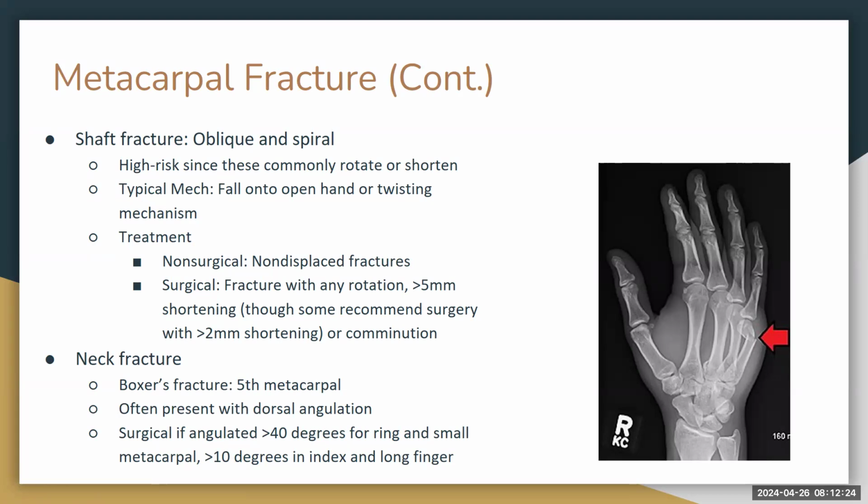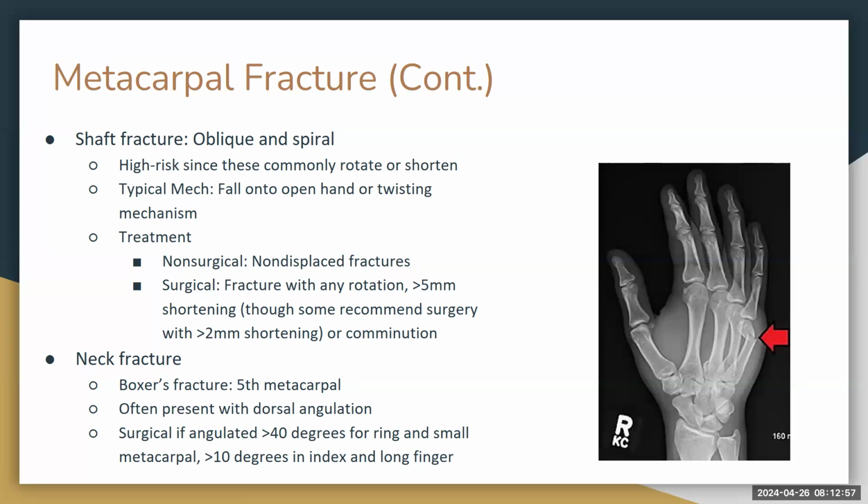These are high risk because they commonly rotate or shorten. This is typically falling on an outstretched hand with a twisting mechanism. Again, non-surgical would be non-displaced fractures. And then surgical with any rotation, greater than 5 millimeters of shortening. Though I was reading, it seems like some places say that less than 2 millimeters of shortening, and they would surgically fixate. And then comminution would be another reason to treat these surgically.